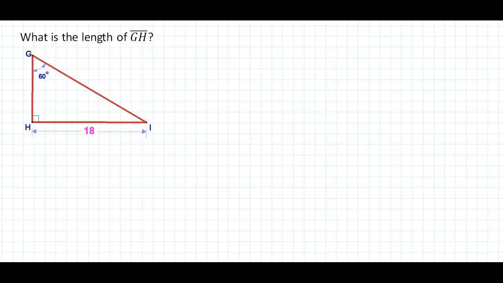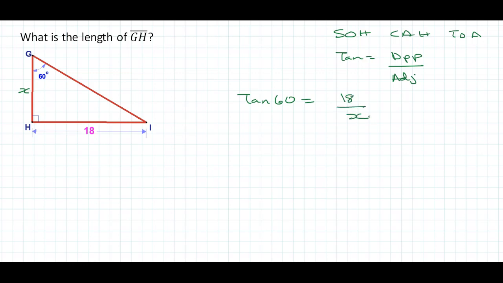And then the final example we have here is, what is the length of GH? So we have X right here. We don't have a hypotenuse, but we'll go ahead and write our SOHCAHTOA. Here we don't have a hypotenuse, so we already know it's going to be tan. So tan, remember, is the opposite side to the angle divided by your adjacent side. So tan 60 is going to be opposite, which is 18, divided by X. We already know that tan 60 is the square root of 3, which is going to be 18 over X.